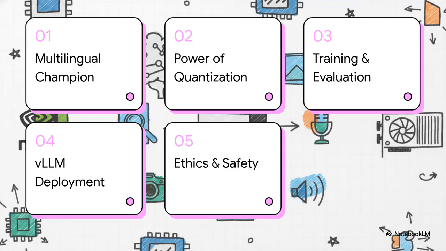Here is the highly logical roadmap we're going to explore today. 1. Multilingual embedding champion. 2. The power of quantization. 3. Training and evaluation. 4. Mastering vLLM deployment. And 5. Ethics, privacy, and safety.